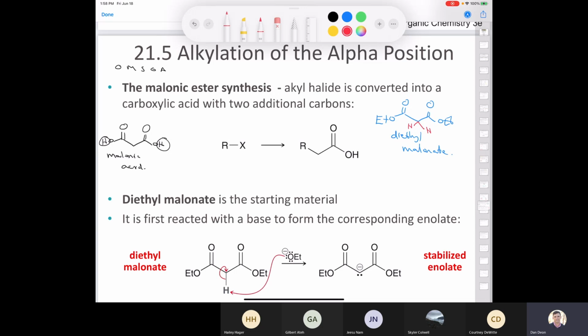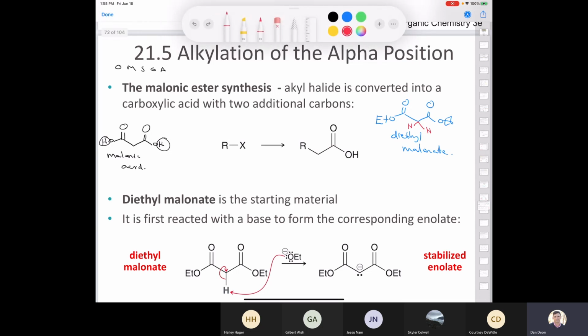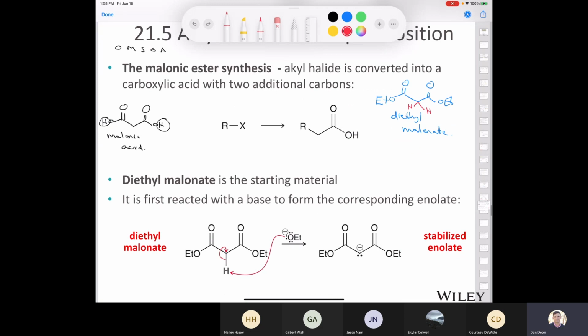Now that I've covered what malonic acid and diethyl malonate are, you can take your regular old run-of-the-mill alkyl halide and add a methylene and a carboxyl. You end up adding 2 carbons, and the second carbon is a carboxylic acid. It's a cool reaction, and the mechanism is very reasonable. It's usually something that students don't struggle with.